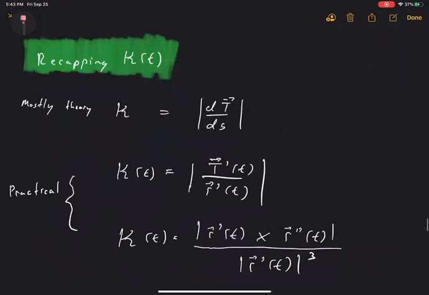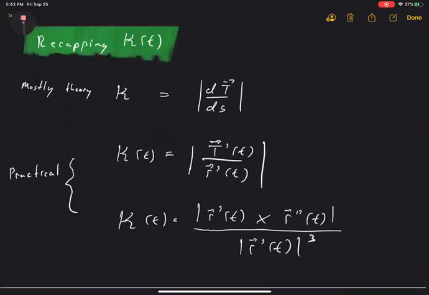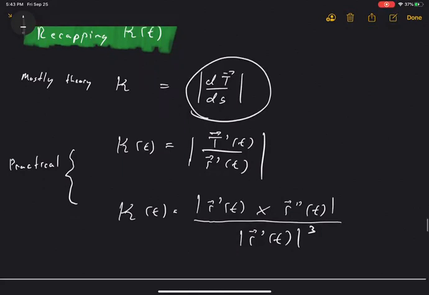So recapping kappa, curvature. Remember, curvature we define as the change in the unit tangent vector per change in arc length. That's the theoretical way to say it, and then the practical formulas are these, where kappa we can either use this formula or this formula.